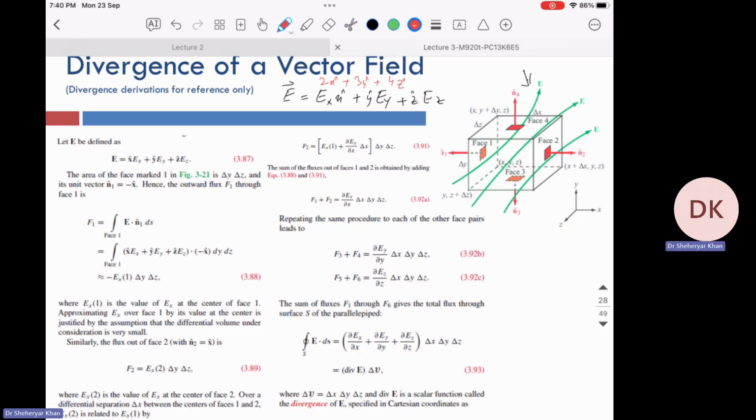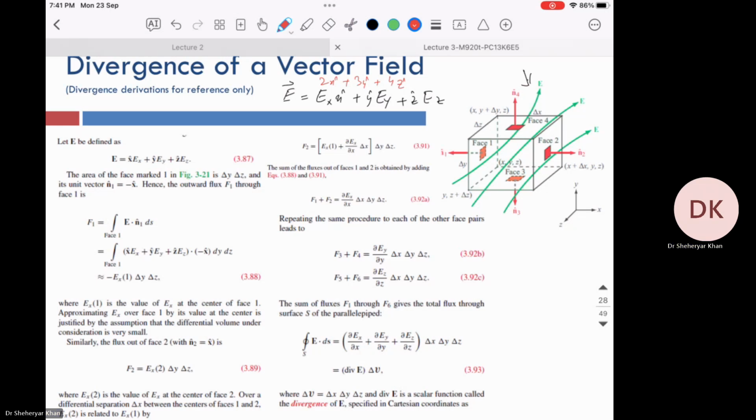So Ex is the component along the x-axis, Ey is the component along the y-axis, and Ez is the component along the z-axis. Now, because this flux is passing through this cube, some part of the flux is entering or leaving through phase 1, entering or leaving through phase 2. Similarly, on all 6 sides of a cube, there is some flux, either entering or leaving. Some sides will be entering, some sides will be leaving. There may be a possibility that leaving and entering are not the same. So we want to analyze this situation.